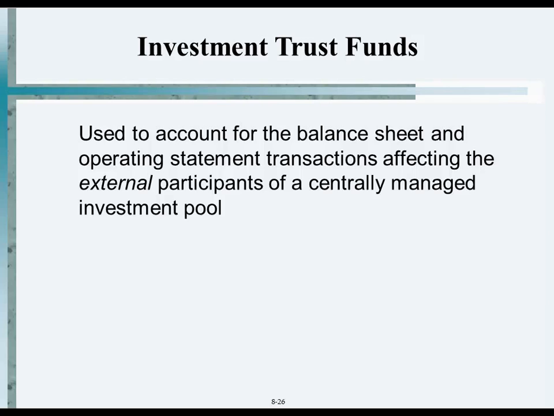The internal participant would be the state of New Jersey itself because it's running the fund. Everybody else who's not the state becomes an external participant. So what I'm saying is these external participants are shown in the investment trust fund. Why? Because they don't belong to the state. Their own position is shown in their own governmental funds where the creditors can go after. But other people's money has to be shown in the investment trust fund. That's the point.